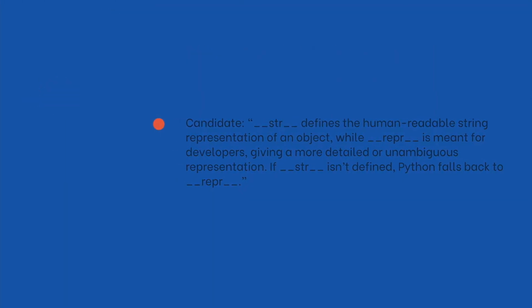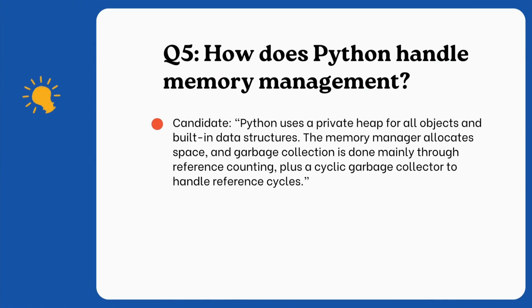How does Python handle memory management? Python uses a private heap for all objects and built-in data structures. The memory manager allocates space, and garbage collection is done mainly through reference counting, plus a cyclic garbage collector to handle reference cycles.